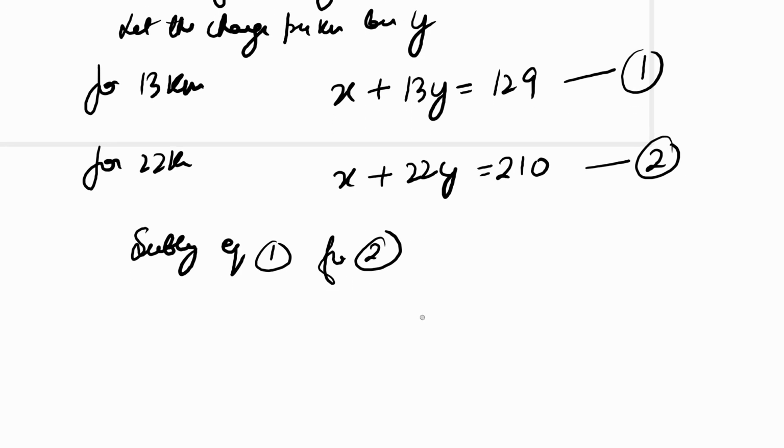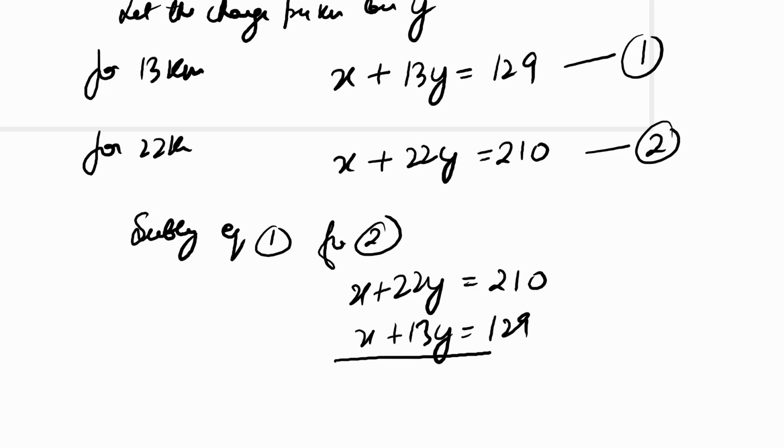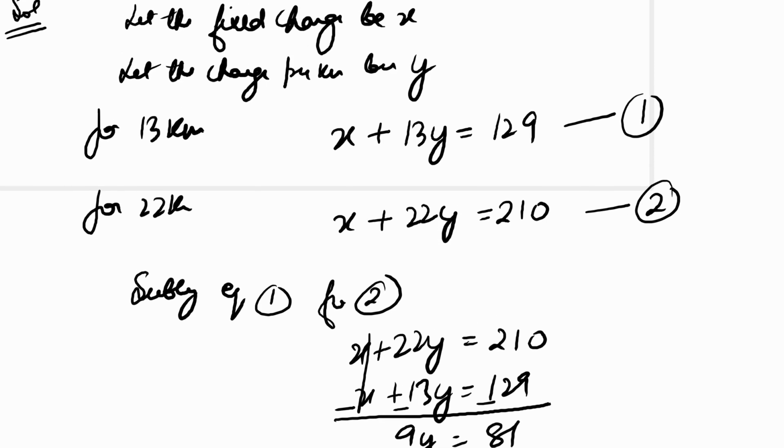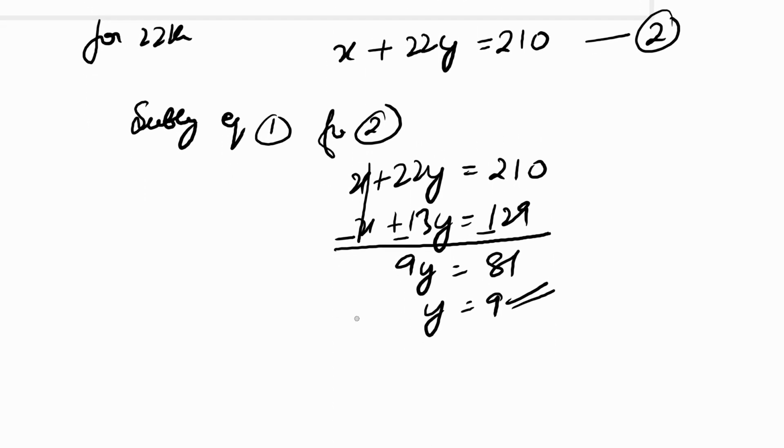So what will happen over here? x plus 22y is equal to 210 and x plus 13y is equal to 129. So minus, minus, minus, these both will cancel out. This will become 9y and this will become 81. So y will be 9, that is, the per kilometer charge is rupees 9.